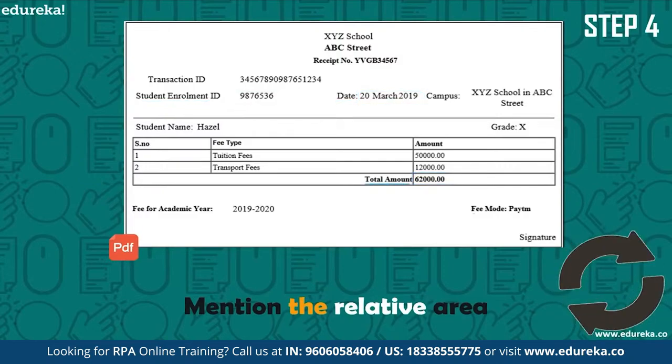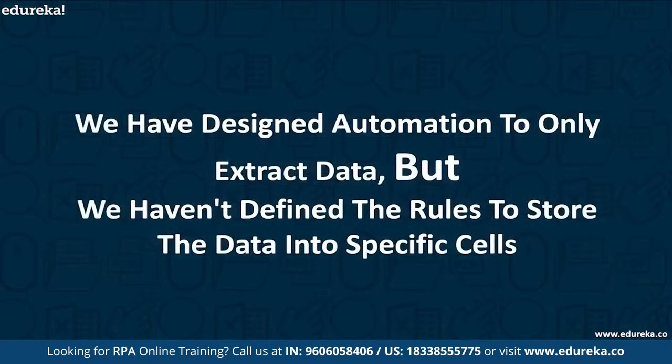Similarly, you can repeat this action until all the fields are designed to extract. Till now, you have designed your automation to only extract data, but you haven't defined the rules to store the data into specific cells.